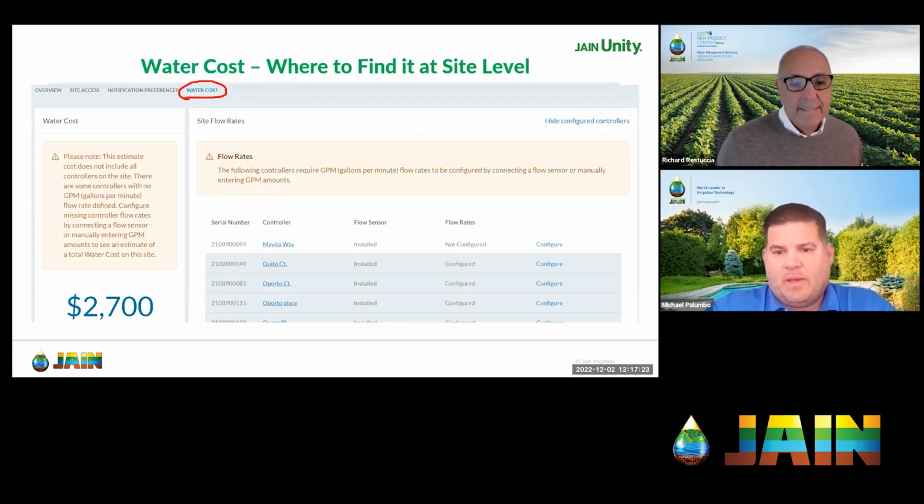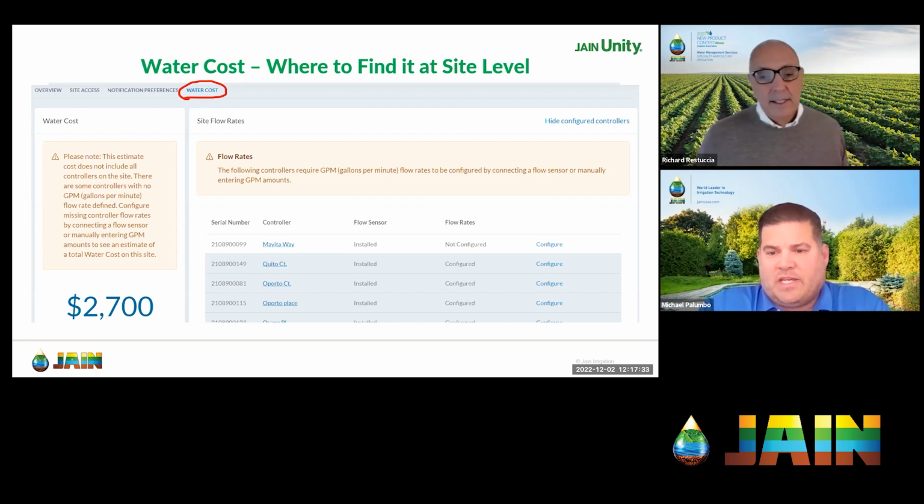So after you guys get to the main page, you log in here on your main dashboard, you'll go to the fourth tab over, which is called water cost. This is where we're going to add your information for the entire sites. As you see below, you're going to have all your controllers that are listed for that site.